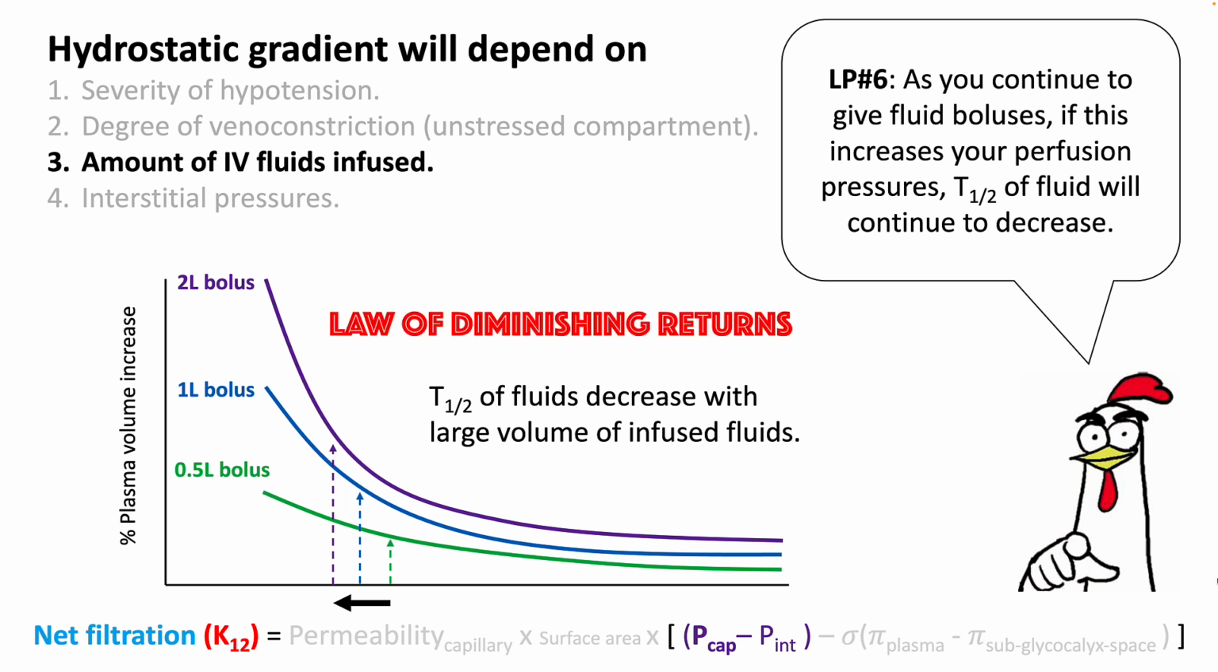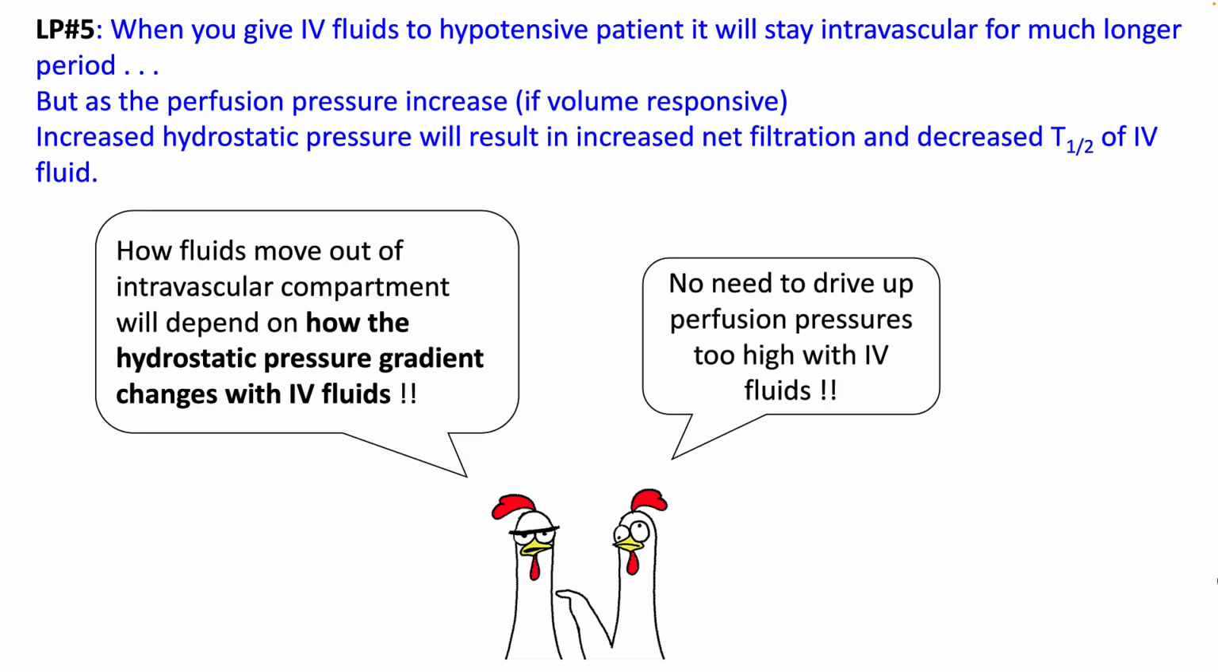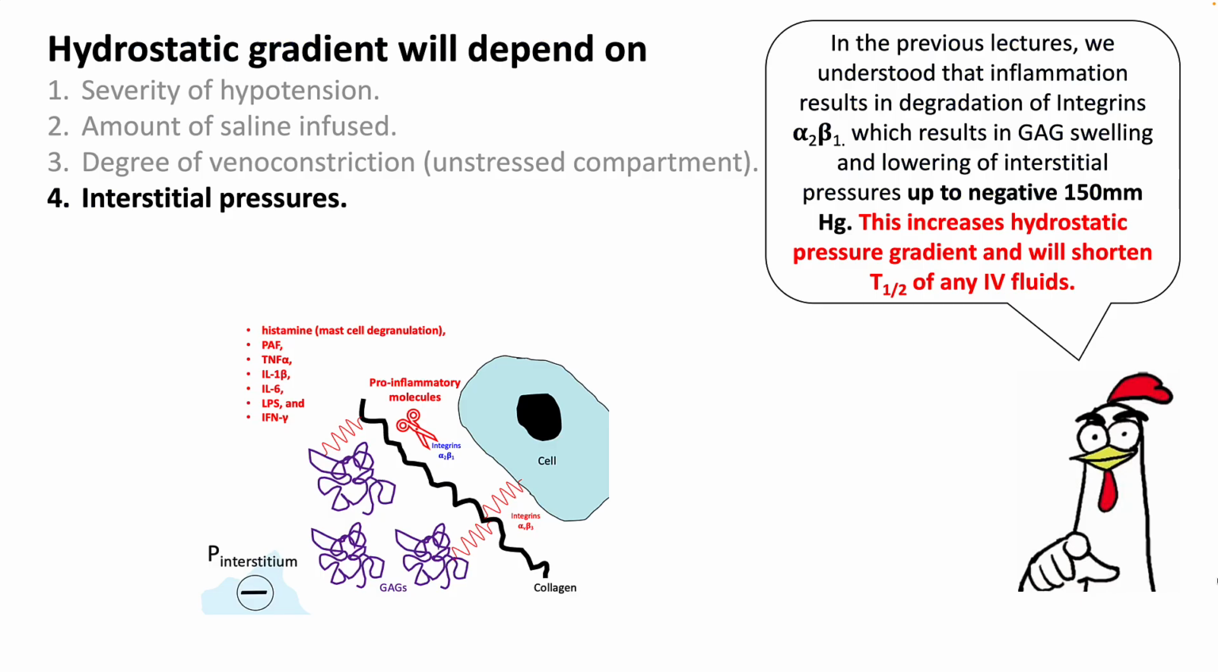So one of the things to remember is as you keep on giving more fluids, the half-life of the fluids slowly decreases. When you give IV fluid to your hypotensive patient, it will certainly stay intravascular for a much longer period, but as the perfusion pressure increases, the increased hydrostatic pressure gradient will result in increased net filtration and subsequently decrease the half-life of your IV fluids. So how fluids move out of the intravascular compartment depends upon how the hydrostatic pressure gradient changes with your IV fluids.